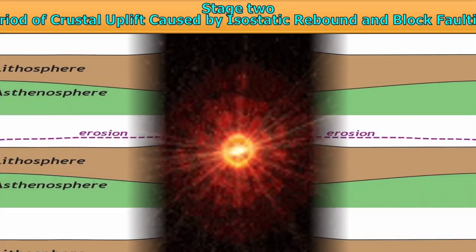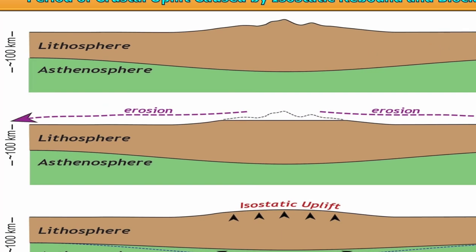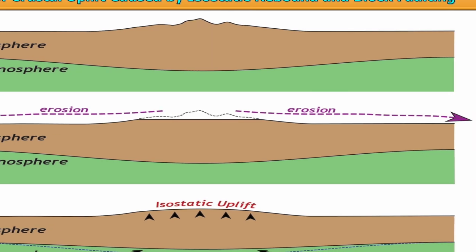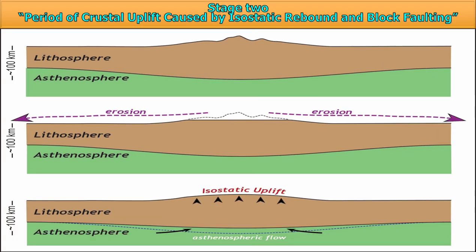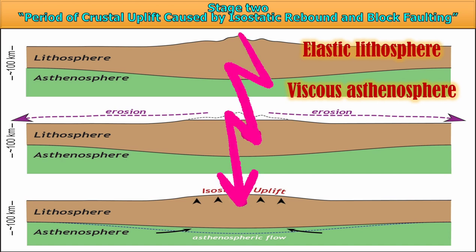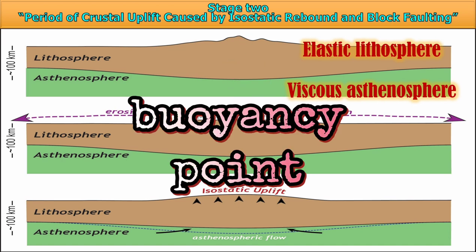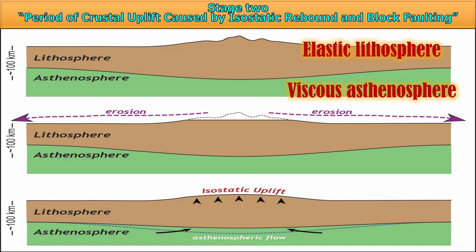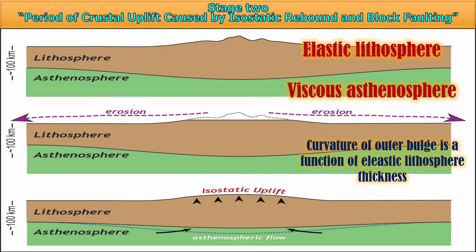The last stage of mountain building is the period of crustal uplift caused by isostatic rebound and block faulting. At this stage, isostatic rebound is exhibited when a crust bends the lithosphere into the asthenosphere, causing the lower layer to flow out of the way. The load or crust will then sink until it reaches its buoyancy point. If anything changes the load, isostatic rebound occurs and the crust rises back after a geological time.